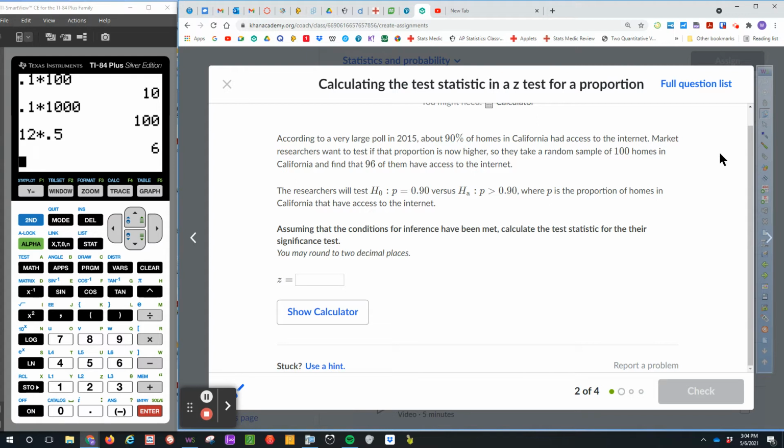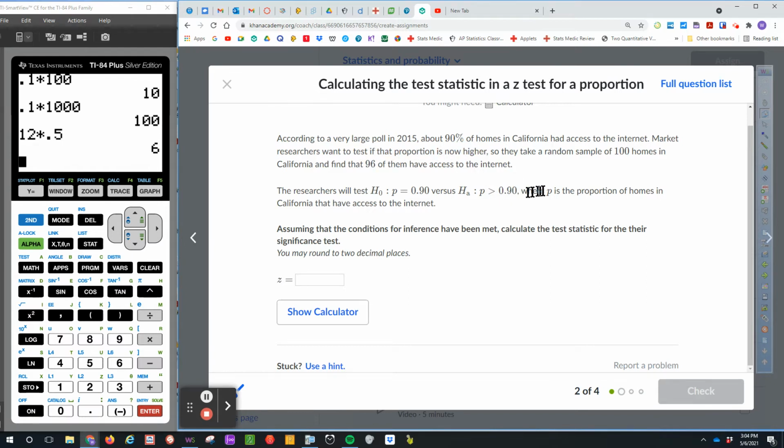The researchers will test H naught, the null hypothesis that the population proportion p equals 0.9, which came from here, versus the alternative hypothesis. What is it? It's now higher, right? You want to test if the proportion is now higher.